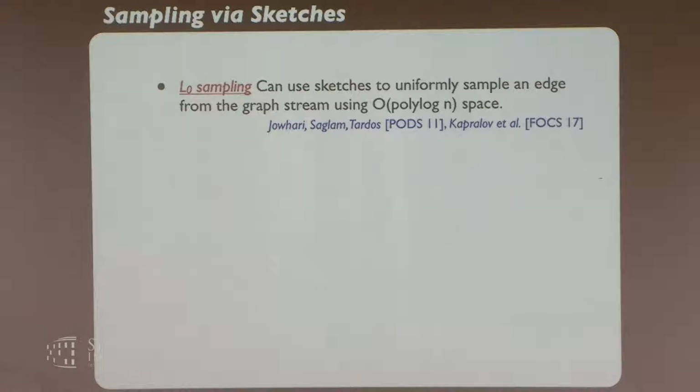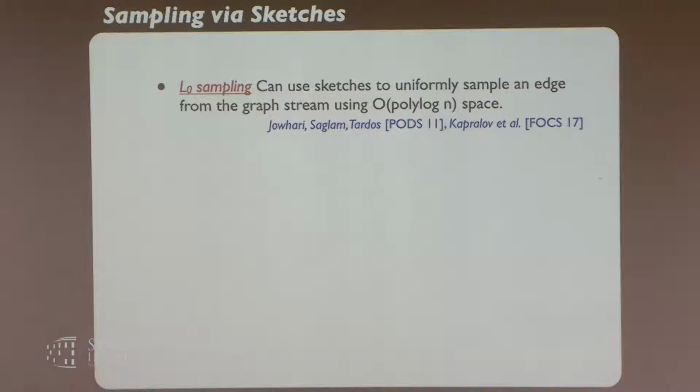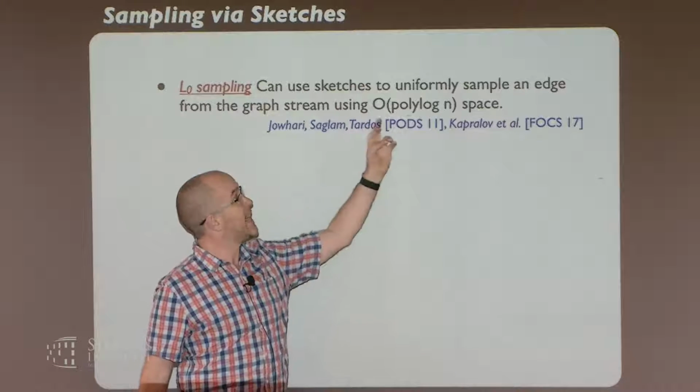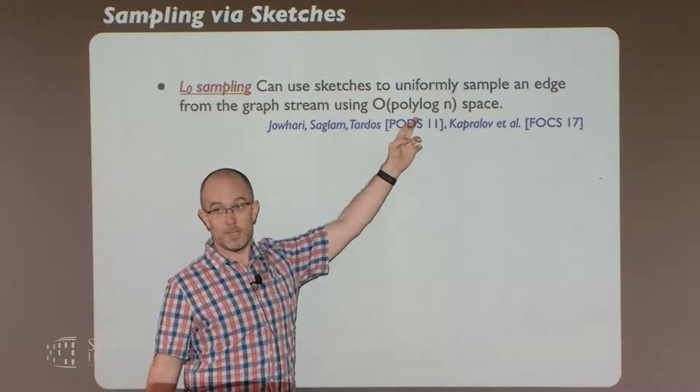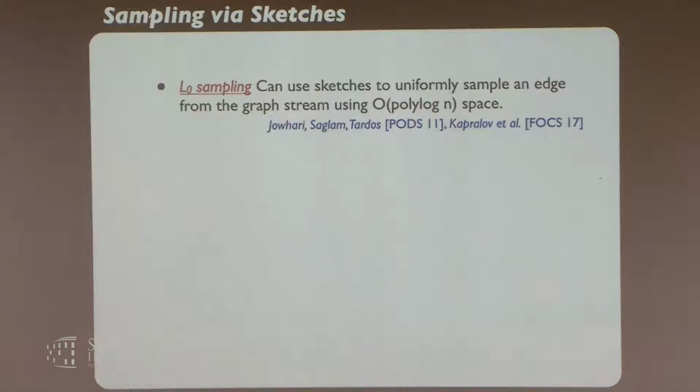So this L0 sampling technique crops up all over the place. Basically, what it allows you to do in the context of graph streaming is that you have sequences of edges being inserted and deleted. And there are L0 sampling algorithms using a tiny amount of space, polylogarithmic space, that return a random sample amongst the edges that have been inserted and not deleted.